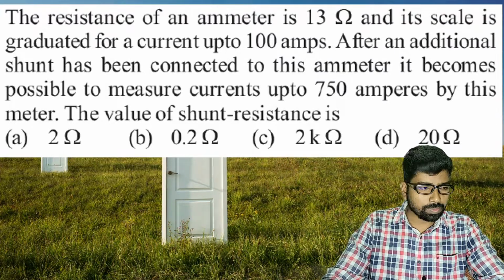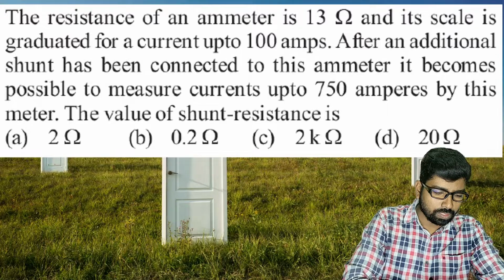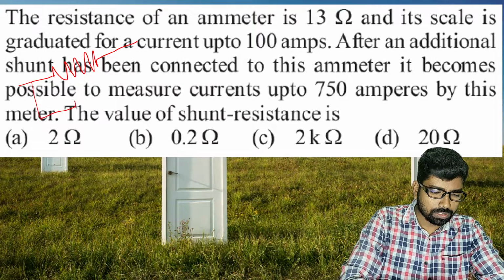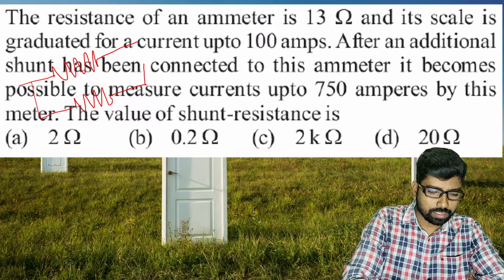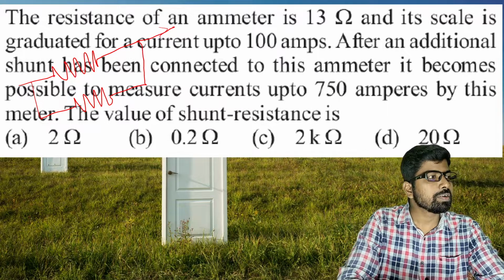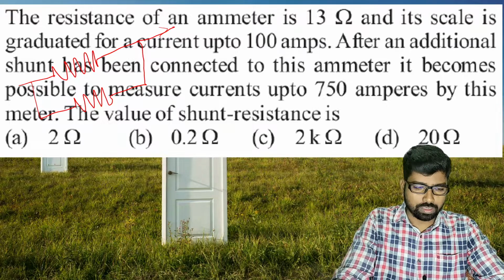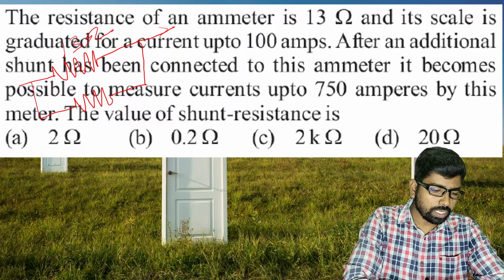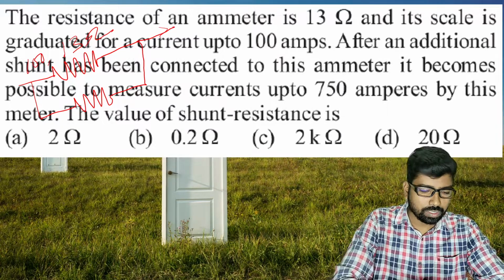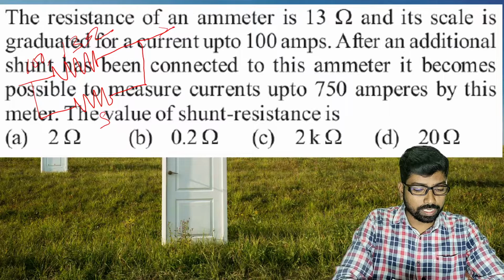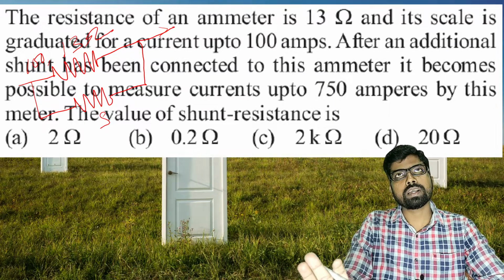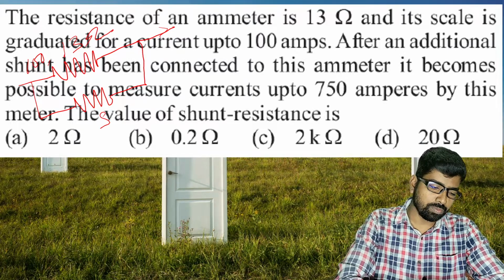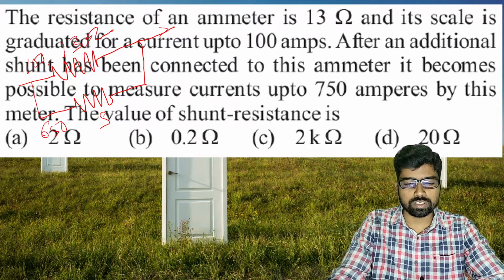I just want to show where I will draw this one. Suppose this is the resistance of the ammeter and this is the shunt. You can understand my diagram. Okay, so the resistance is 13 ohm and it can measure up to 100 ampere. Here the shunt we don't know, I am writing S, and the maximum amount of current coming is 750, but 100 ampere will be flowing through the ammeter, then the remaining 650 will be passing through the shunt.